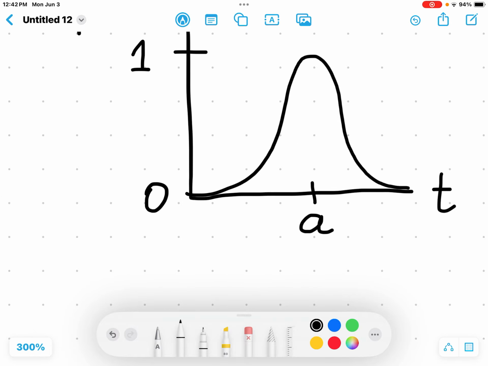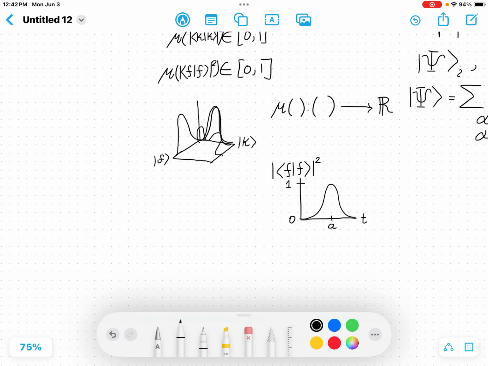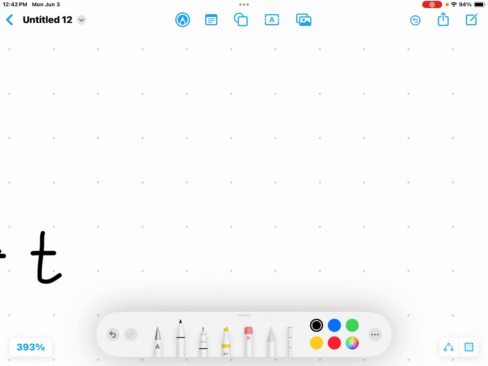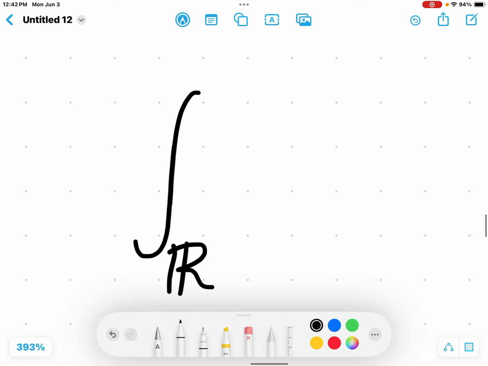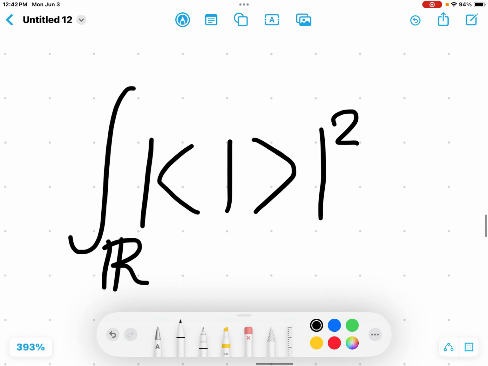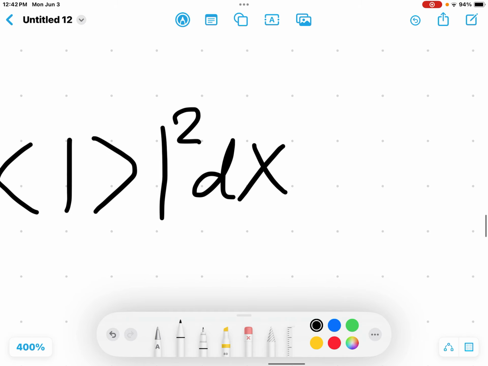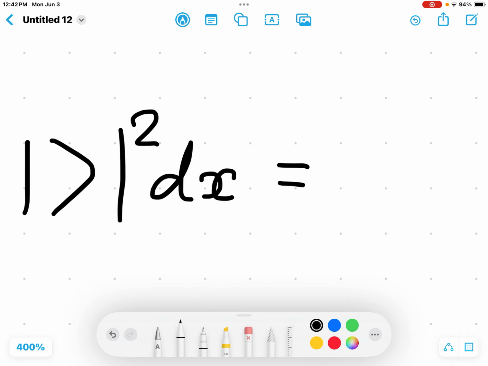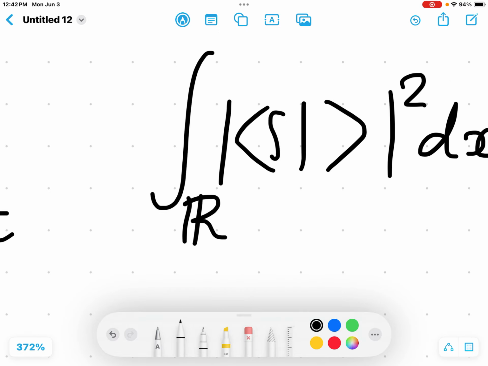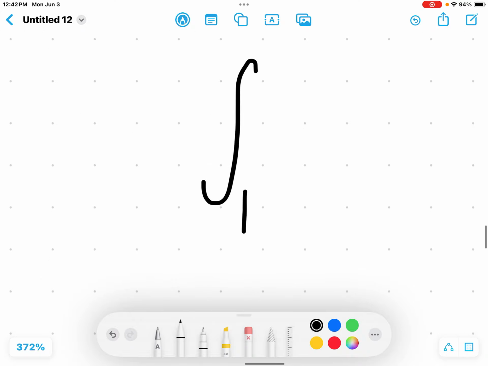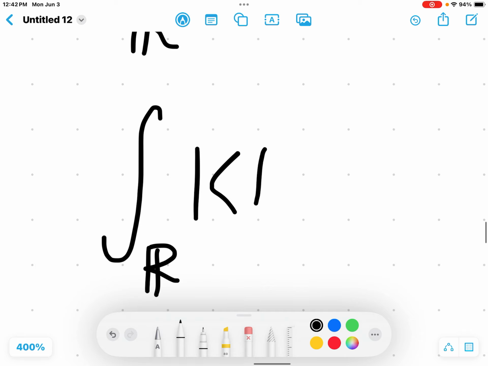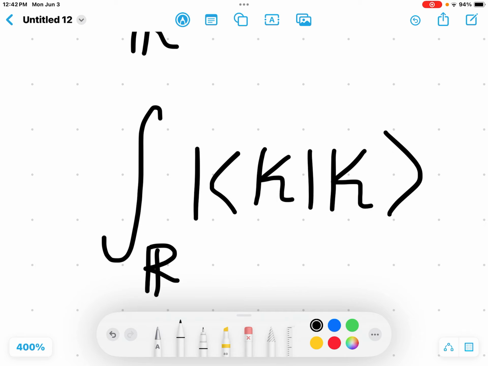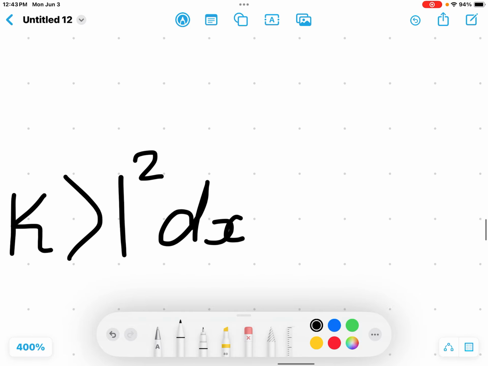Since these are wave functions, they have to satisfy the fundamental property that taking the integral over all R or all C of the square of the probability amplitude of these, so this could be f or this could be k, squared, dx, whatever variable we put in there, small x, is equal to 1. So of course they'll have to satisfy this condition, and also the integral over all R of the kindness of the girl, squared, dx, is also equal to 1.